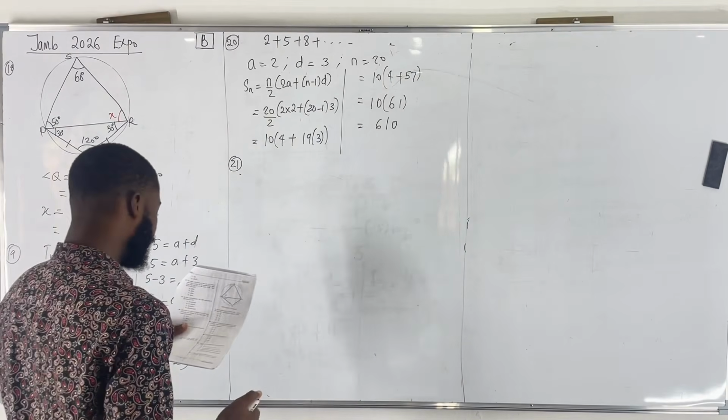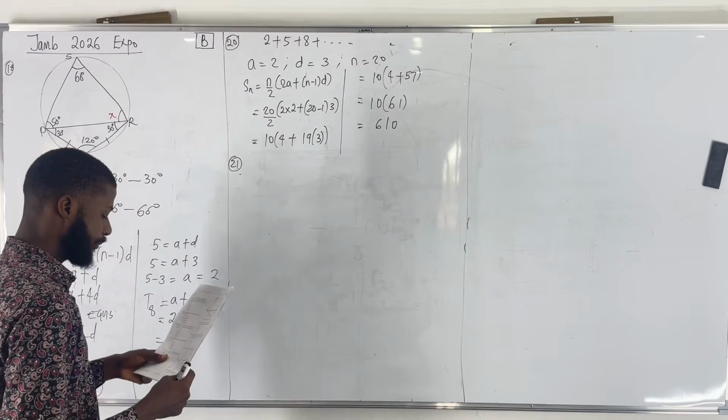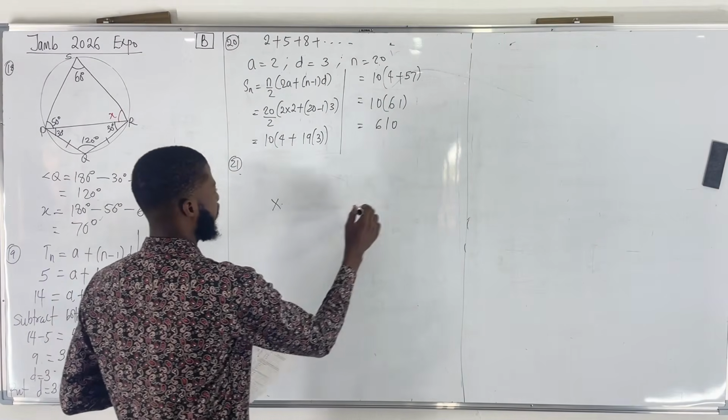So question 21. The locus of points equidistant from 2 points, x and y, is dash. The first one says A, a circle with x as center; B, a straight line parallel to line xy; C, perpendicular bisector of the line xy; then D is a straight line passing through the point y. Now, the question is, there's a point x, then there's another point y.